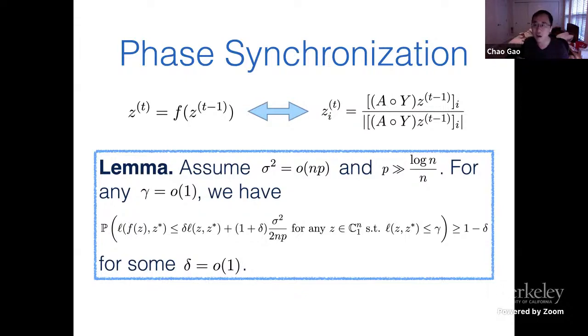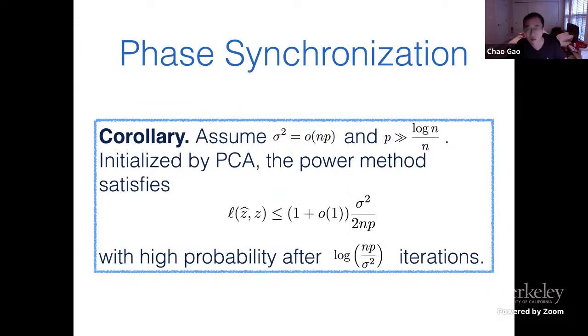Okay, so in terms of loss function, it is bounded by two terms. The first term characterizes the optimization error, which is the error from the last step with an extra factor given by delta. And the second term is exactly sigma squared over 2np. This characterizes the statistical error for the phase synchronization model. Okay, so with this result, an immediate corollary is that the generalized power method, after sufficient steps of iteration, will achieve exactly the minimax optimality. So that's the first result that we can derive from this lemma.